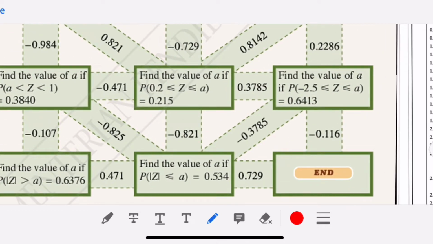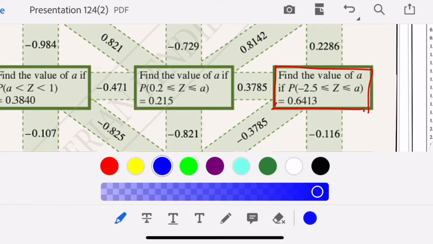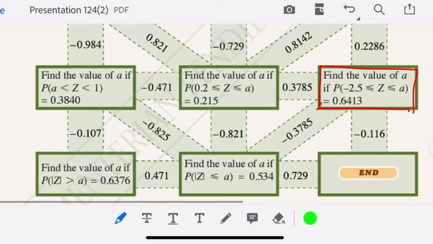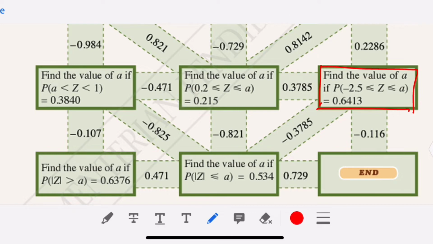We have covered until here, right? So today we will proceed to... we have actually discussed this one. Let me show you this one. We have finished it. So now we will focus on this one.